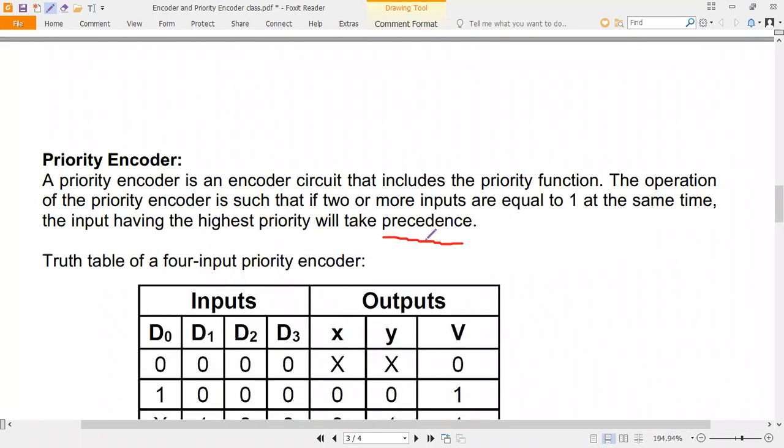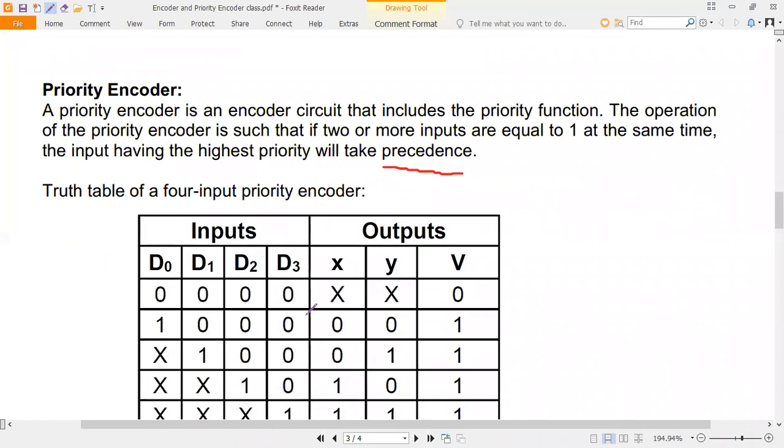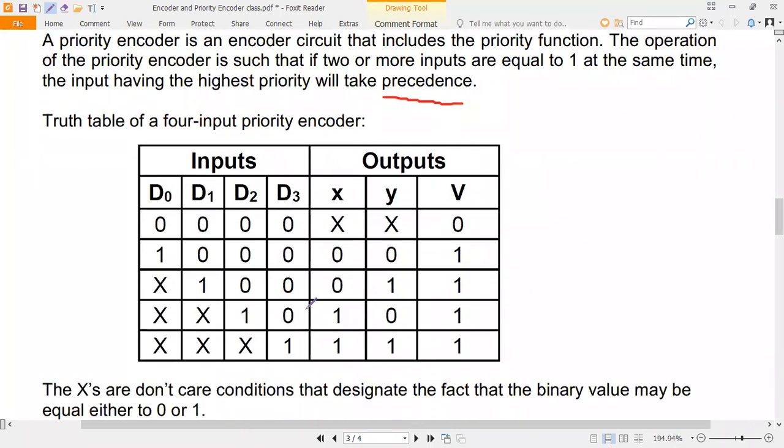See here, in this, more than one input can be active at a time. So if you see this truth table, in the first row, all are zeros. So the output is invalid, and V equal to 0. V equal to 0 states the output is invalid. Next, see the second row.